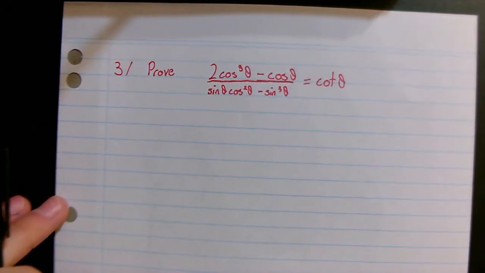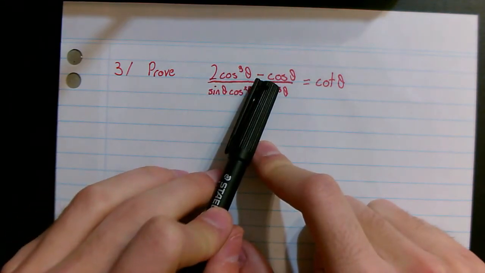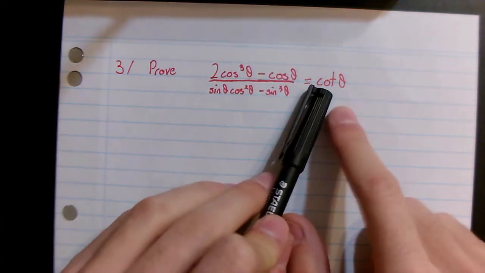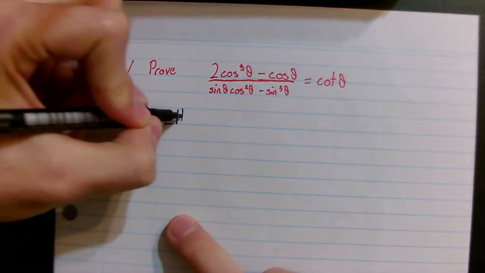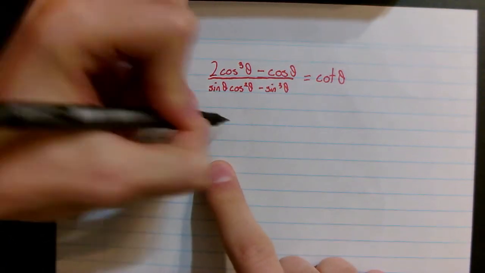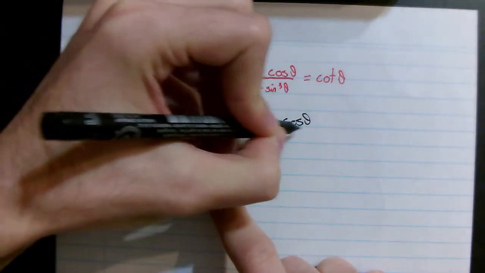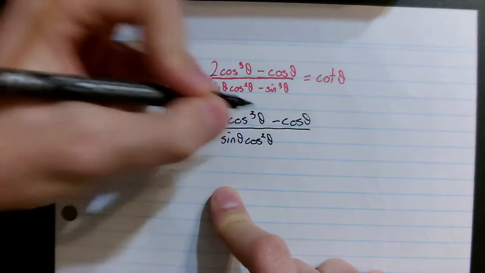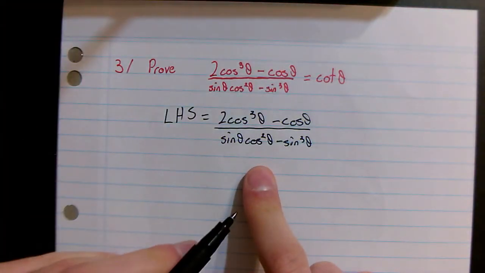So the next question we look at is this one here, which is a bit of an ugly one to look at actually. It says 2 cos cubed theta minus cos theta all over sine theta cos squared theta minus sine cubed theta. Now all of this is equal to cot theta. So where do we start? Well, we start just by regurgitating the left hand side as per normal. So it's equal to 2 cos cubed theta minus cos theta all over sine theta cos squared theta minus sine cubed theta. Mind you, this type of question here would be worth about 3 marks.